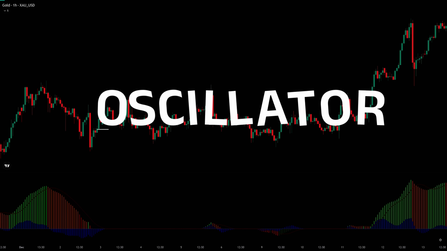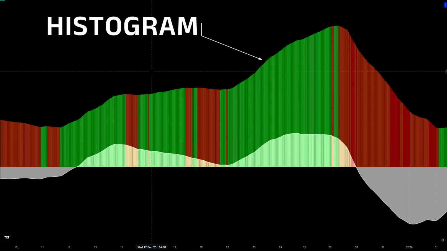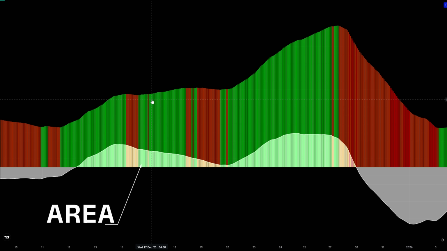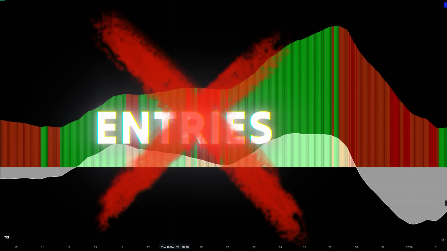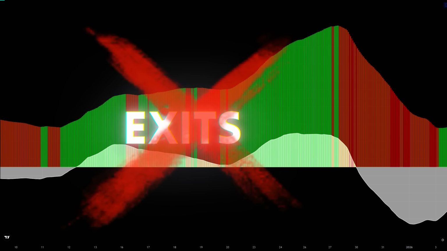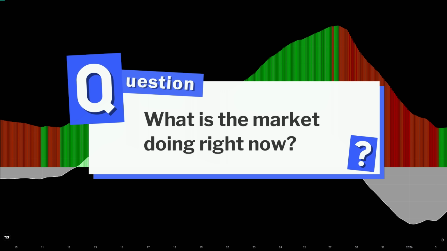You will see an oscillator. This oscillator has 3 parts: a histogram, a filled area, and a horizontal midline. This tool is not for entries. This is not for exits. Its only job is to answer one question before every trade. What is the market doing right now?